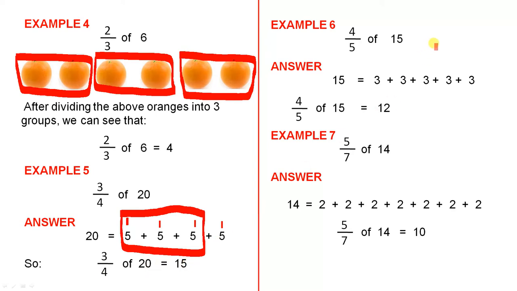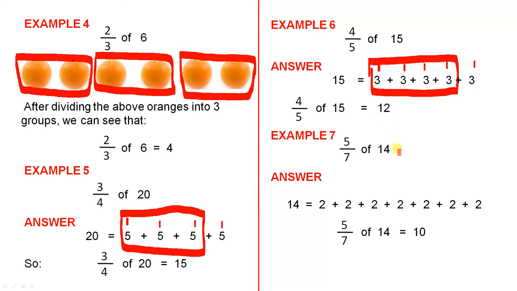Example 6, 4/5 of 15. The 5 tells us that the 15 is divided into 5 groups. 1, 2, 3, 4, 5. 4/5 of 15 equals 12. The 4 tells us we're interested in 4 of those groups. 3, 6, 9, 12. And that's why the answer is 12.